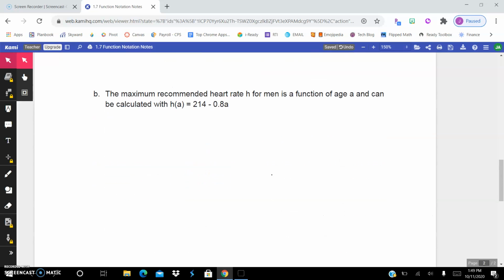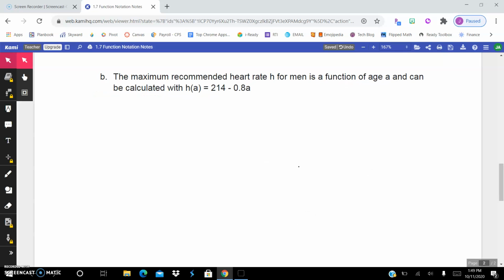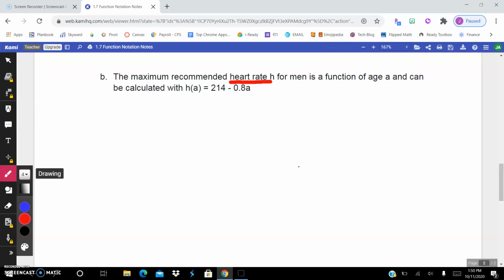Then for part B, it says the maximum recommended heart rate H for men is a function of A and can be calculated with H of A equals 214 minus 0.8 times A. So heart rate was H and the age is our A. So we're going to have to start off by making a T-chart, and we're plugging in an A value and we're getting H of A for our answer. So we get to pick some numbers here.